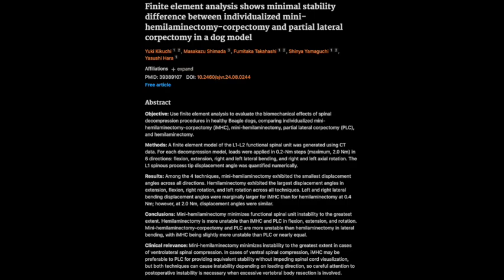Exactly, but what about when the compression is ventral? So like directly under the spinal cord. Yeah, in those cases, iMHC might be a better choice than PLC. Why is that? I thought they showed similar stability. They did. But iMHC provides better visibility during surgery without giving up too much stability.